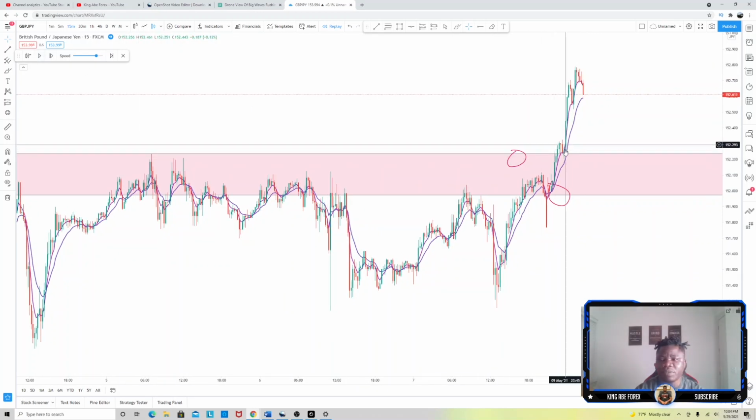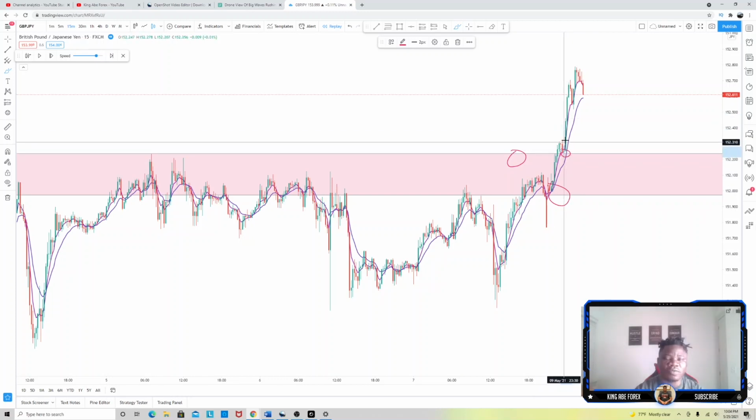So now our entry would have been this bullish engulfing candle right over here, because we have the retest back to the 5 EMA right over here, and price broke our resistance zone. So our entry would have been right over here, this bullish engulfing candle.